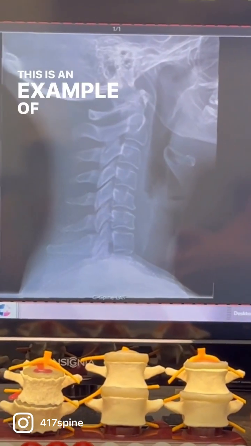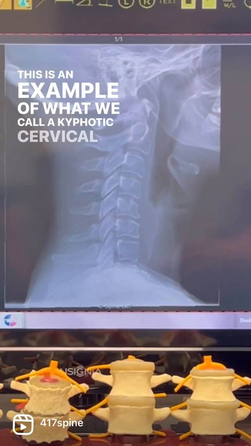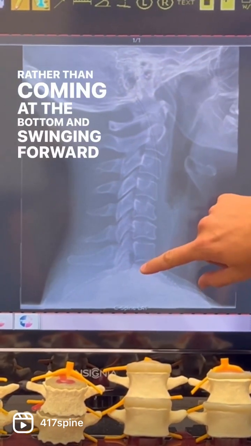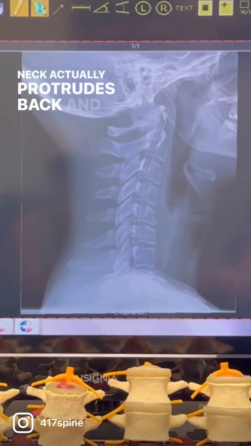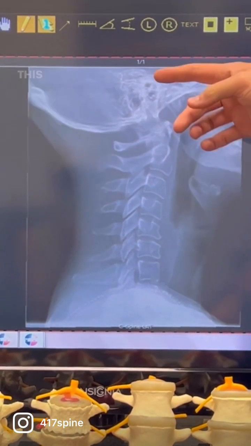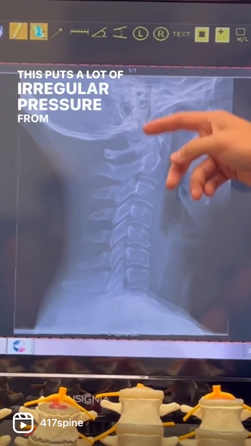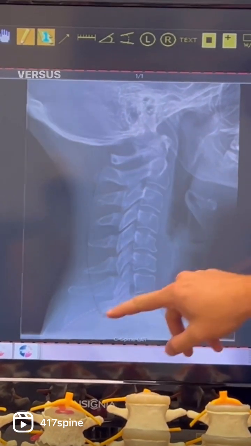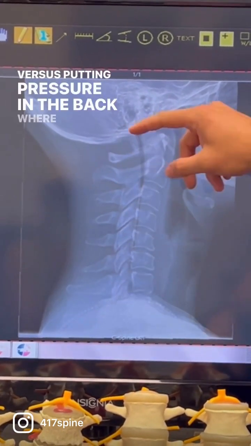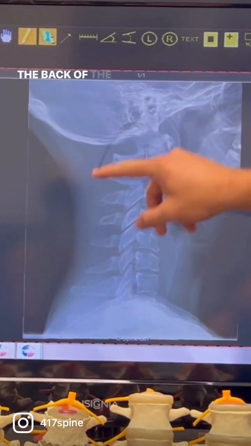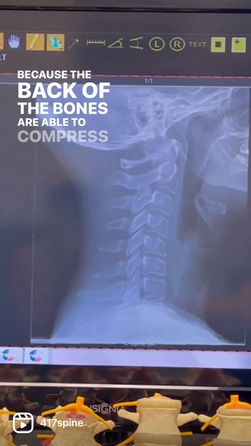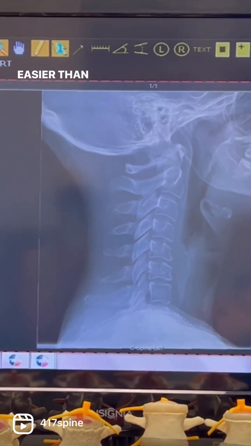This is an example of what we call a kyphotic cervical curve. Rather than coming at the bottom and swinging forward, this neck actually protrudes back and curves the wrong direction. This puts a lot of irregular pressure from the top of the head pressing straight down through the body of the bone versus putting pressure in the back where we want it. The back of the bones is where we want the weight to be because the back of the bones are able to compress and spring easier than the front of the bones.